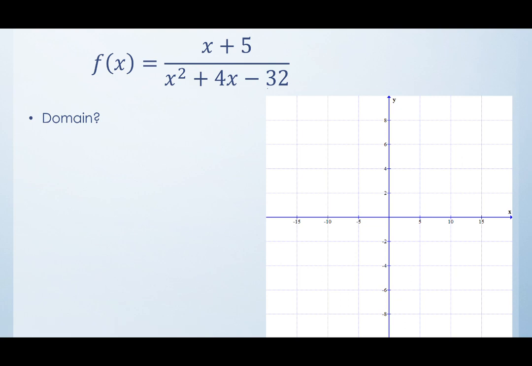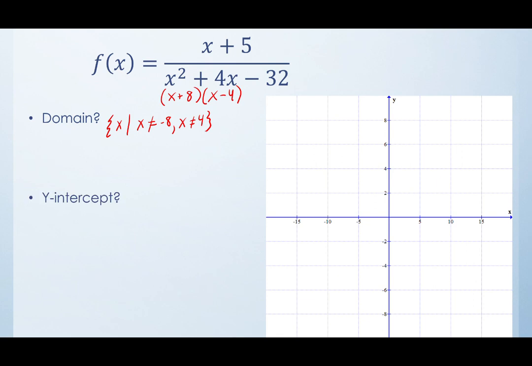Can we think of factors of negative 32 that would add to positive 4? And we say, why, yes, we can. That's going to be x plus 8 times x minus 4. So we know right away that we're going to have to throw out of our domain negative 8 and positive 4, because when we plug those in, we will have a divide by 0 error. So we're going to have all real numbers except x can't be negative 8, and x can't be 4.